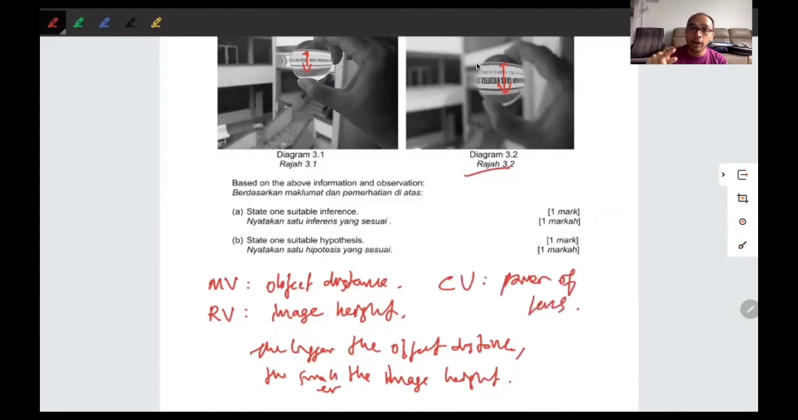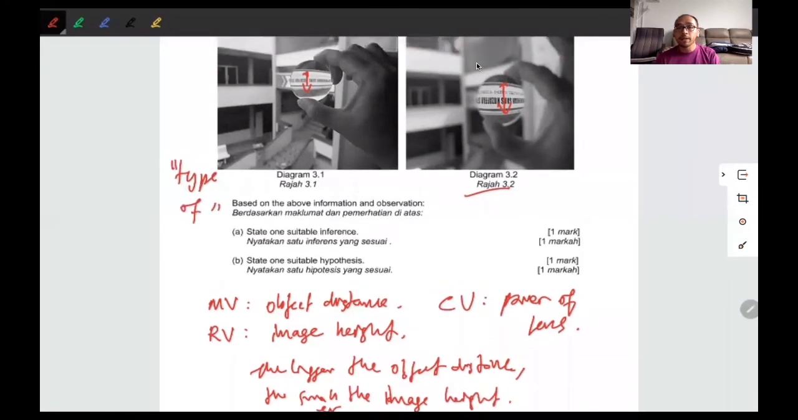Please avoid using the words type of lens. The word type of is no longer an acceptable answer. Type of water, type of lens, type of whatever. Totally doesn't exist. Please don't answer like that.